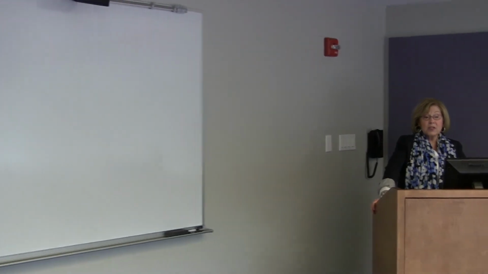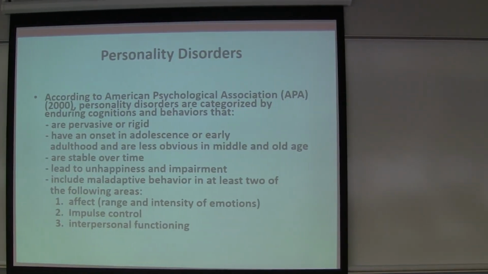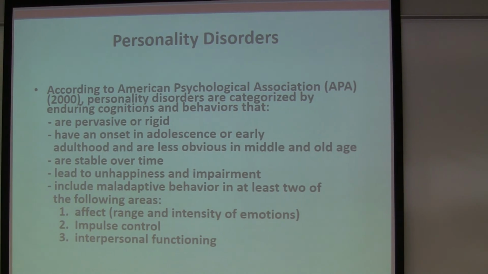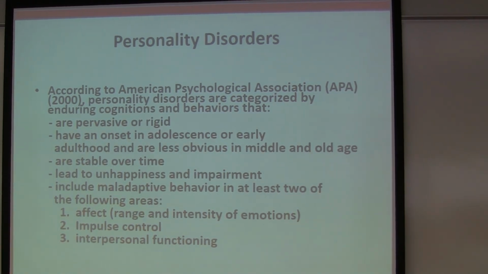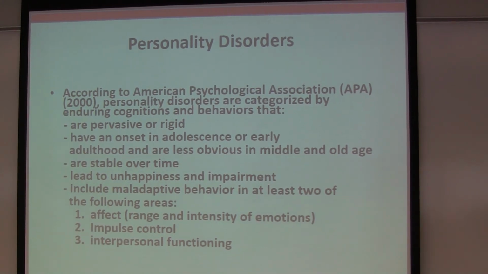So now I think we will talk about personality disorders. So according to the American Psychological Association, personality disorders are categorized by enduring cognitions and behaviors. So what we mean by that is ongoing behaviors that last a long time. And some of these behaviors are that there is a pervasive rigidness that the person experiences in their personality.